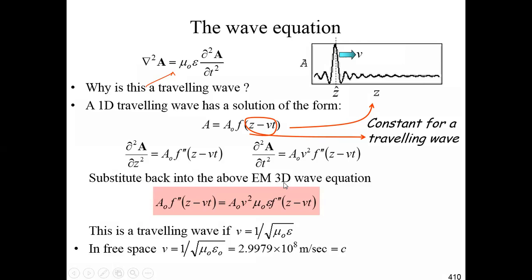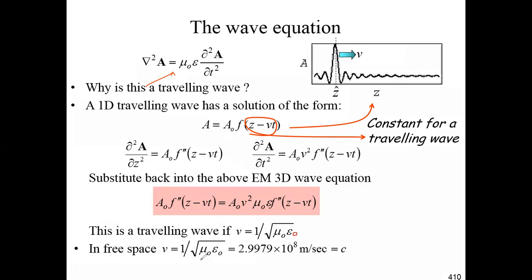So see, this was the one dimensional wave equation. For the two dimensional, it becomes only the double derivative of this function. Likewise, we can have A naught v square f double dash z minus vt. So this is a traveling wave where v is given by 1 by root of mu naught epsilon naught. Here actually the root is missing, and that is what I said.